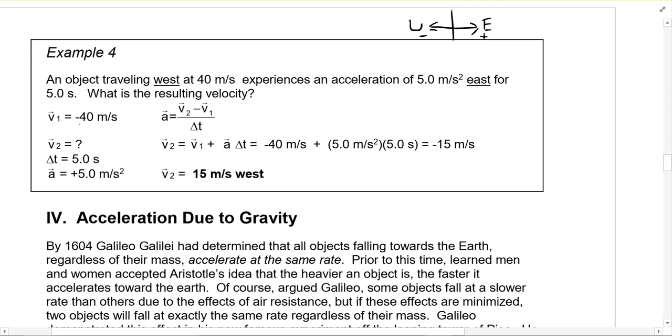So velocity 1 was going west, so it's negative 40 meters per second. Velocity 2 was the one we're looking for. Time is 5 seconds, and acceleration is going east, so it's positive. Start out with your formula. Rearrange your formula, just like we did. I think we even did exactly this one in an earlier video. Solve for V2, or VF, as it might be written on your formula sheet, and you get negative 15 meters per second. So remember, negative means west, so we can say 15 meters per second to the west.